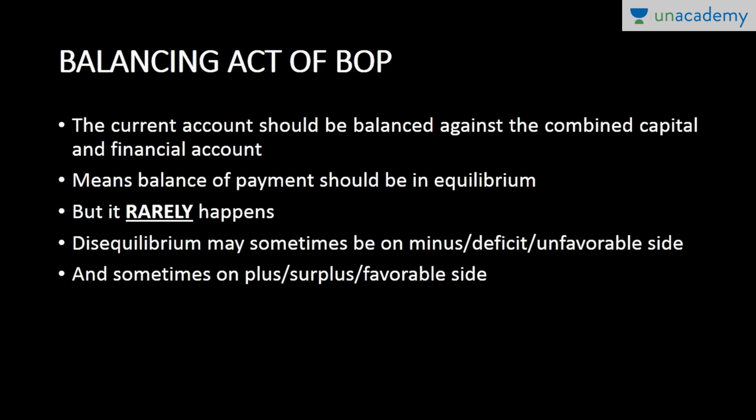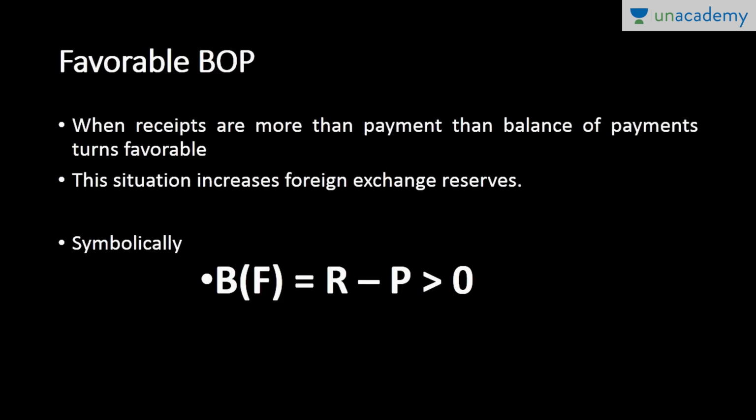The ideal situation is that the balance of payment should be in equilibrium. In simple language, receipts should be equal to payments, but it rarely happens, and this disequilibrium may sometimes be on the minus side or sometimes on the plus side. On the minus side it is known as deficit, and on the plus side it is known as surplus. Whenever there is a disequilibrium on the minus side, we say that the balance of payment is in deficit, and whenever it is on the favorable side, that is the plus side, the balance of payment is known as surplus balance of payment.